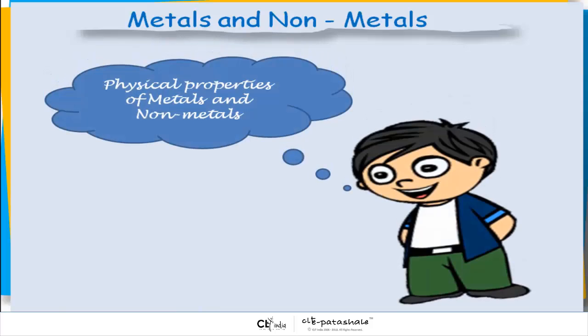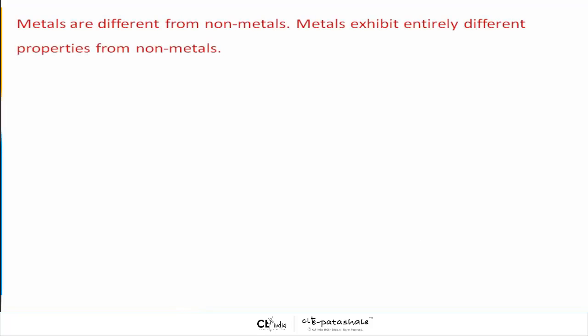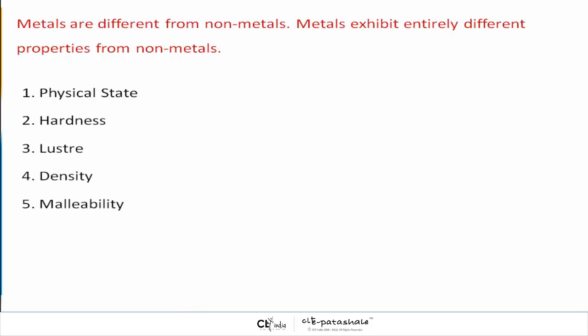Physical properties of metals and nonmetals. Metals are different from nonmetals. Metals exhibit entirely different properties from nonmetals in the case of physical state, hardness, luster, density, malleability, ductility, sonorous, conductivity.